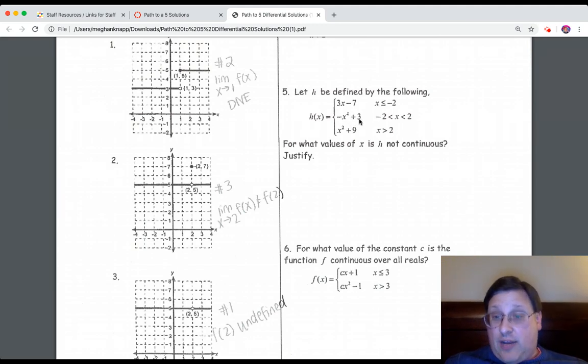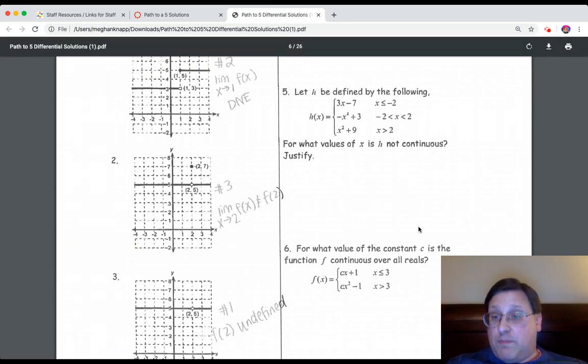That's good for continuity. If I try x equals 2 from one side or the other, plugging in 2 here, I get -13. Plugging in 2 to the bottom, I get +13. That's bad. That creates one of those big sudden jumps. So h of x is not continuous at 2.